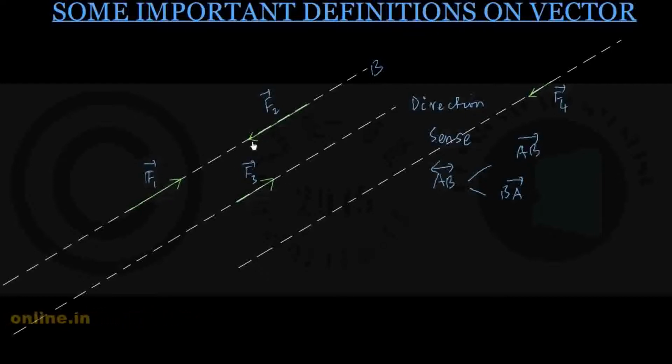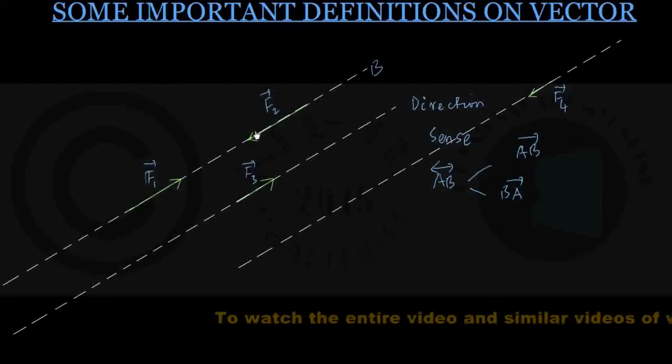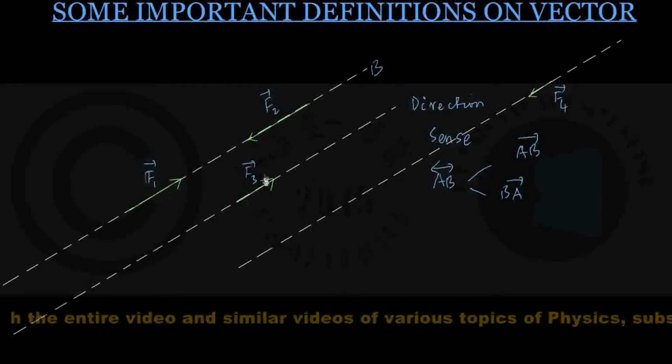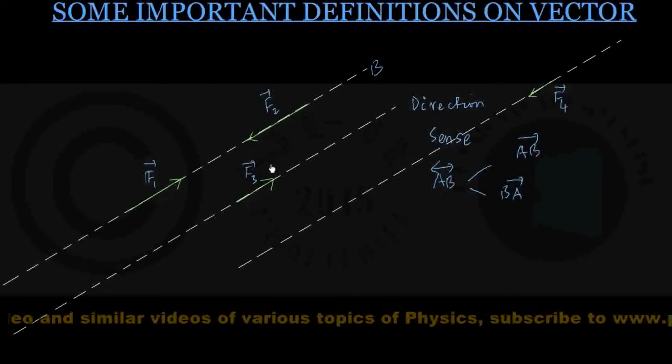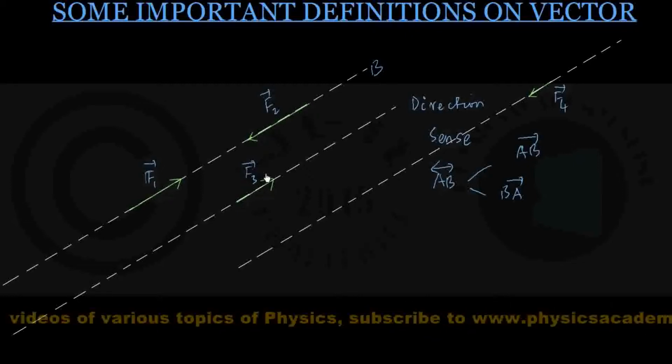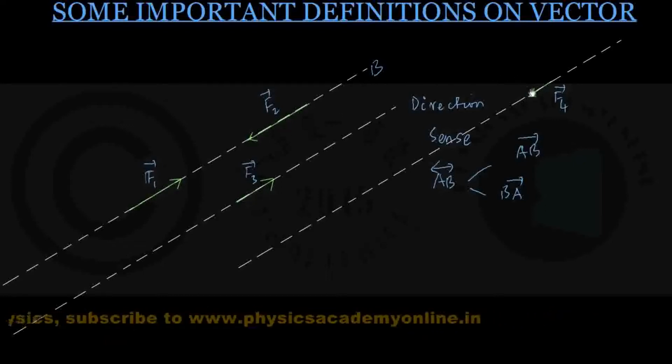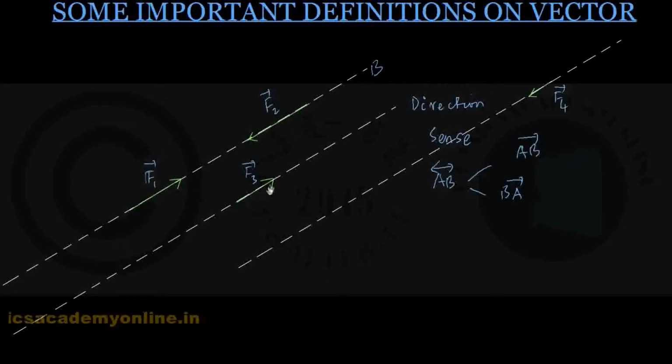So here F1 and F3 have parallel lines of support and they have the same sense, from A towards B. So they are called parallel or like vectors, while F1 and F2 or F2 and F3 will be called anti-parallel or unlike vectors, because although they have the same or parallel lines of support, they have opposite senses. So F1 and F3 are parallel vectors, F2 and F4 are parallel vectors, but F1 and F4 or F2 and F3 are anti-parallel or unlike vectors.